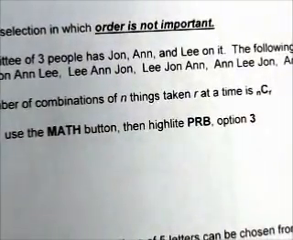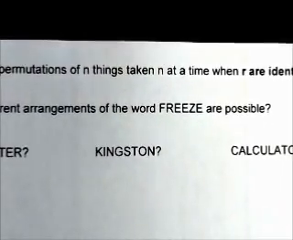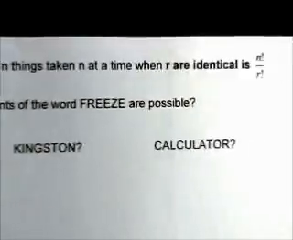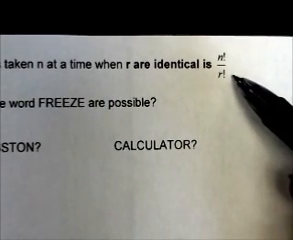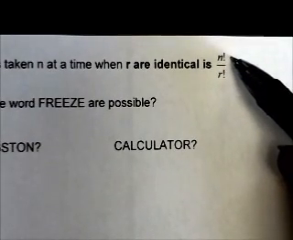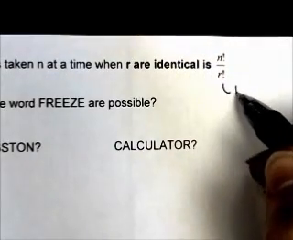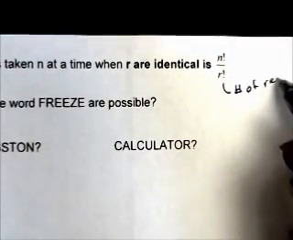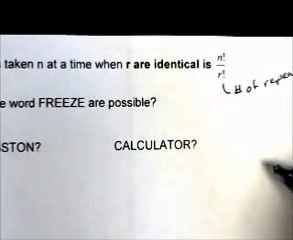On to page 2. The number of permutations of n things taken n at a time when r are identical is n factorial divided by r factorial. So n is the total number, and r is the number of times something repeats.